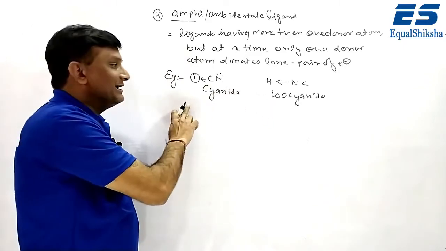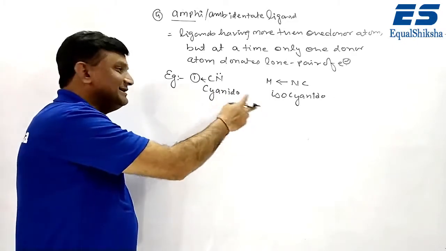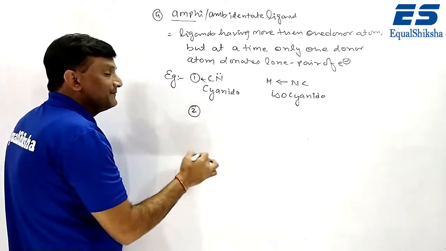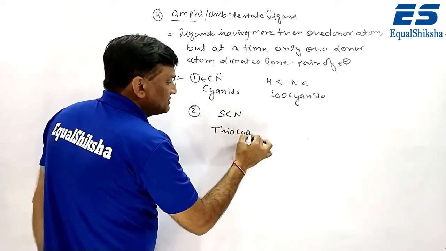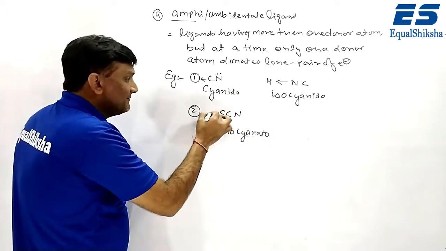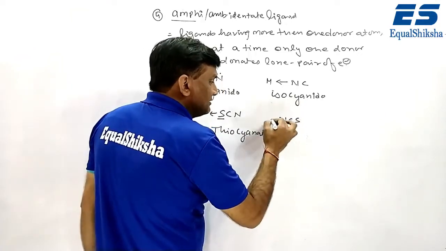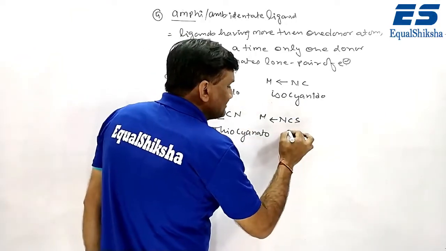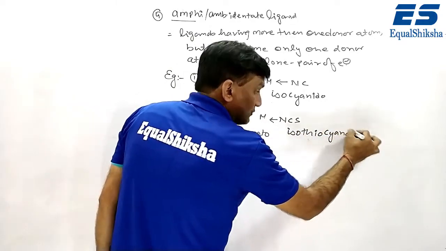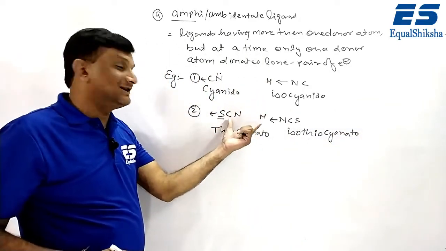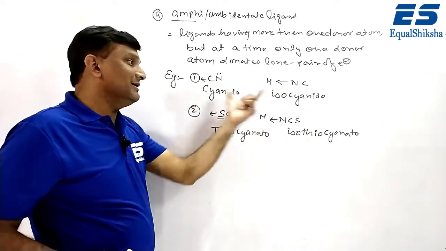These are the amphidentate ligands for each other, and these are the amphidentate nucleophile also for each other. Second example, SCN is called thiocyanate. Donor atom will be sulfur. If the donor atom is nitrogen to the central metal atom, then it is called isothiocyanate. Both are amphidentate ligands for each other, like CN and NC, cyanido and isocyanide.